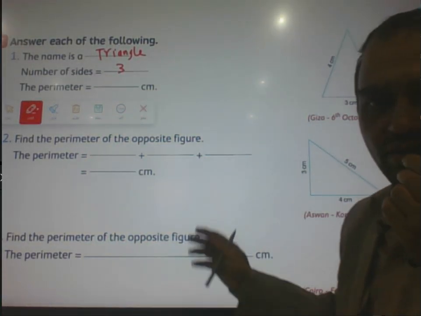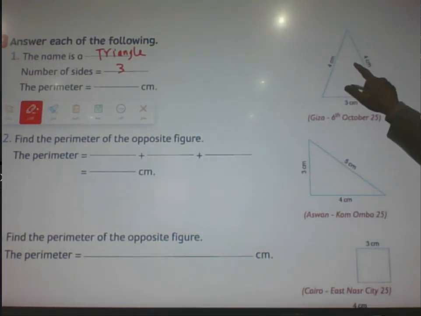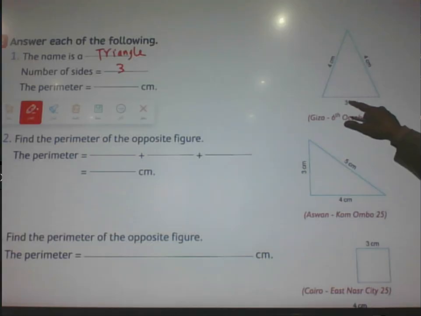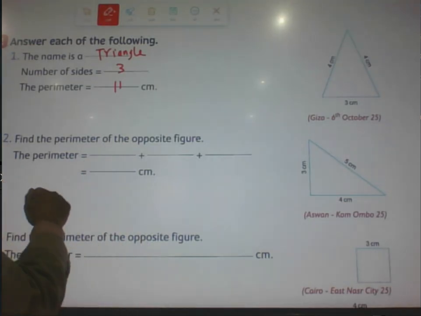Okay, to find the perimeter, you must add all sides here. First side was 4 and 4, and the third 3. 4 plus 4 is 8, 8 plus 3 equals 11. And the perimeter will be 11 centimeters. Next question, find the perimeter.